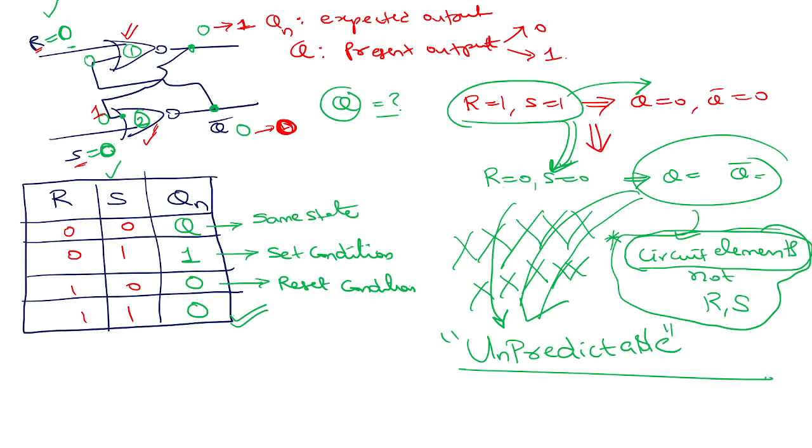Are you getting it? So generally we avoid this condition. Why are we avoiding it? The onset of unpredictability starts because you are giving R equal to 1 and S equal to 1. So why do that? Don't even give that condition, and your system will be stable. Give me a thumbs up if you guys understood this concept clearly.